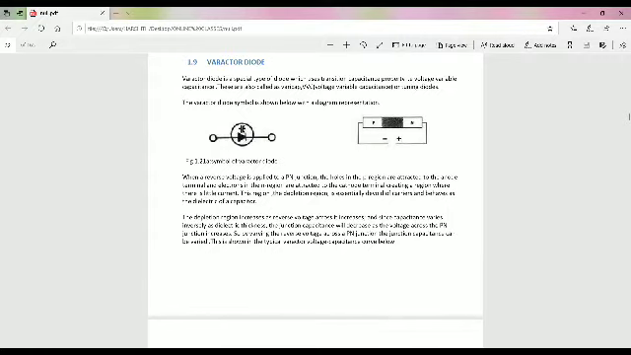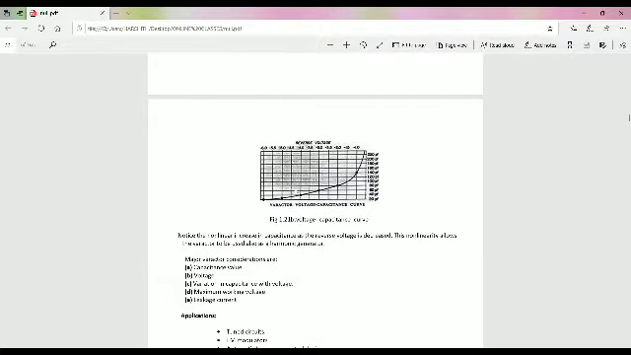Since capacitance varies inversely with dielectric thickness, the junction capacitance will decrease as the voltage across the PN junction increases. So by varying the reverse voltage across the PN junction, the junction capacitance can be varied. This shows the typical varactor voltage capacitance curve. And now the applications.